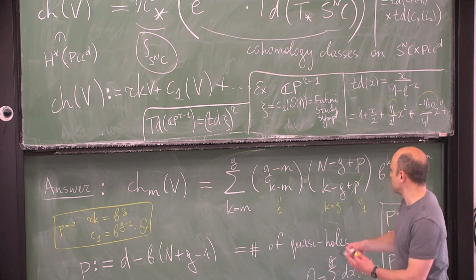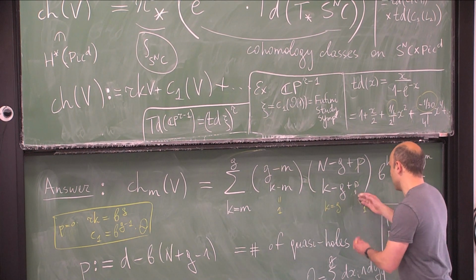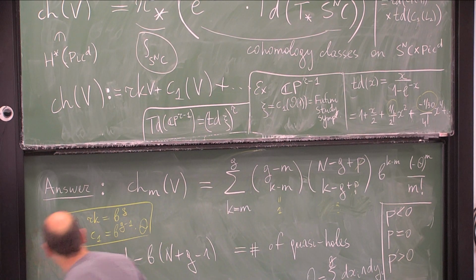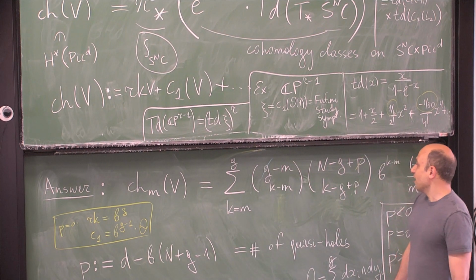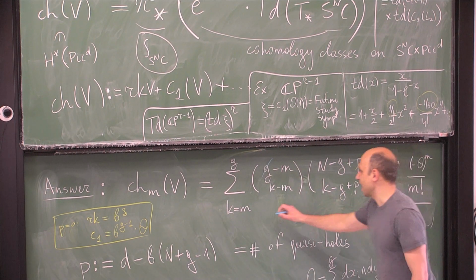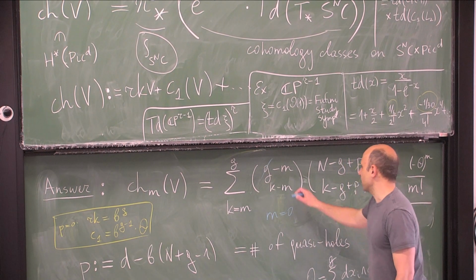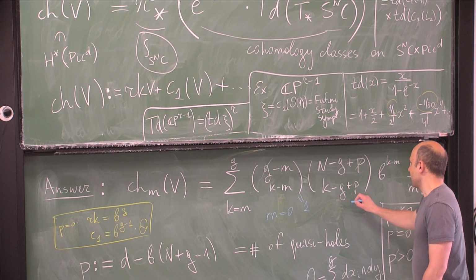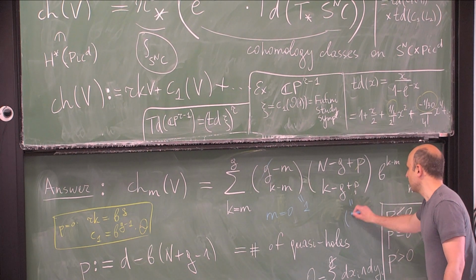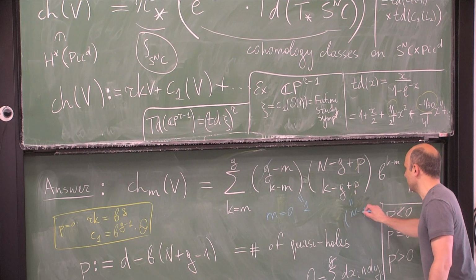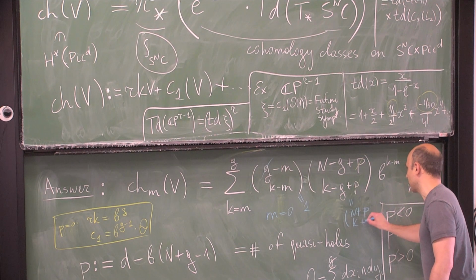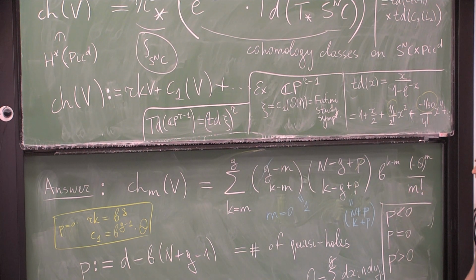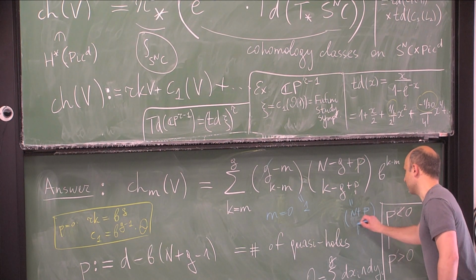Let's do the other extreme case. If you take g equals 0, then you have to take m equals 0, right? And then this thing will be 1, and this thing will be n plus p choose k plus p. k is 0, right. So n plus p choose p.